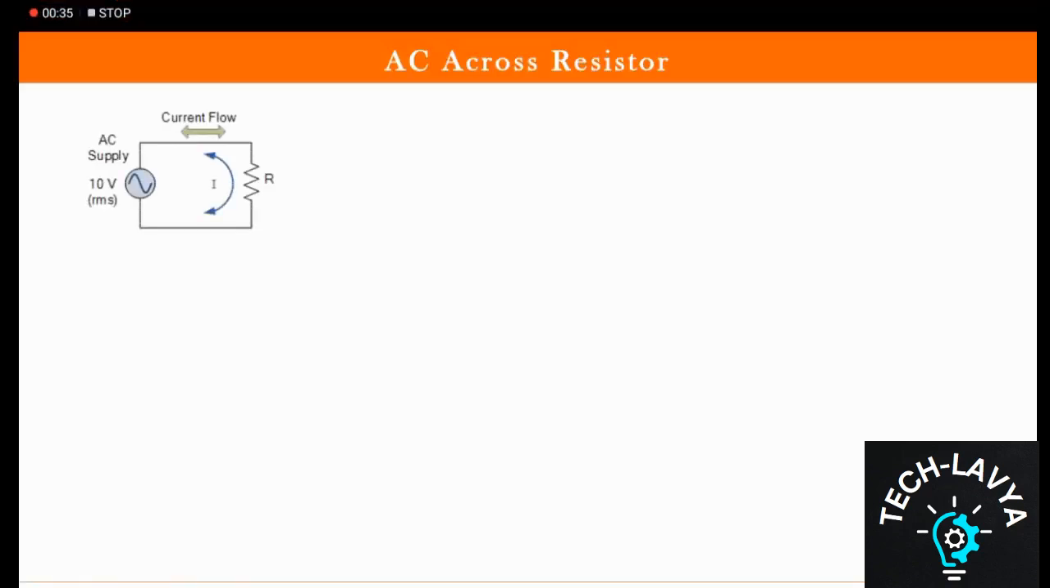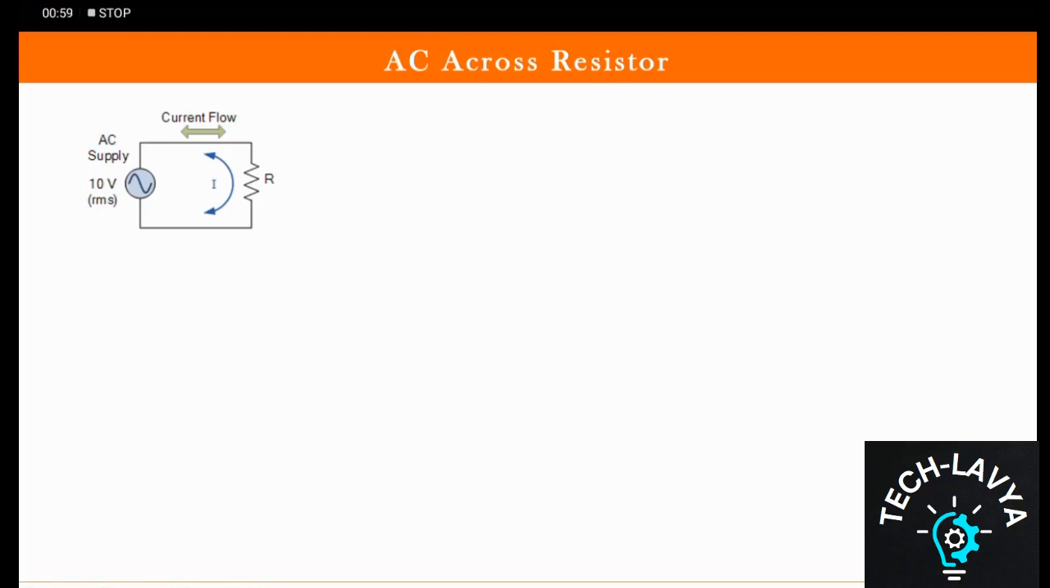So first comes when AC is applied across a resistor. Now you can see that here AC signal, AC supply is shown. It is applied across resistor R. The magnitude is specified as 10 volts. Please remember that this is RMS value.